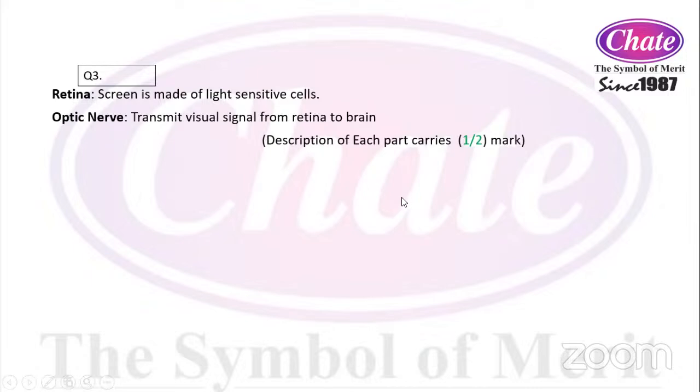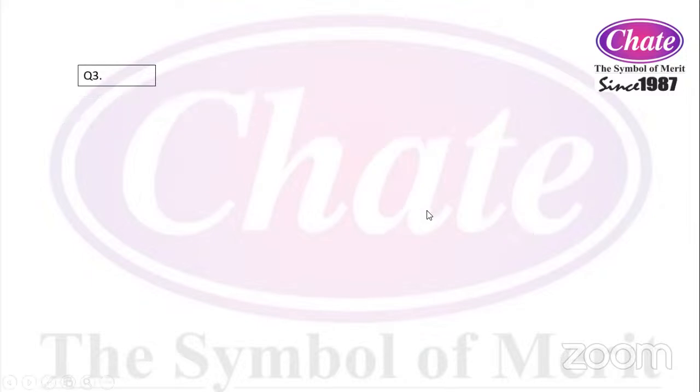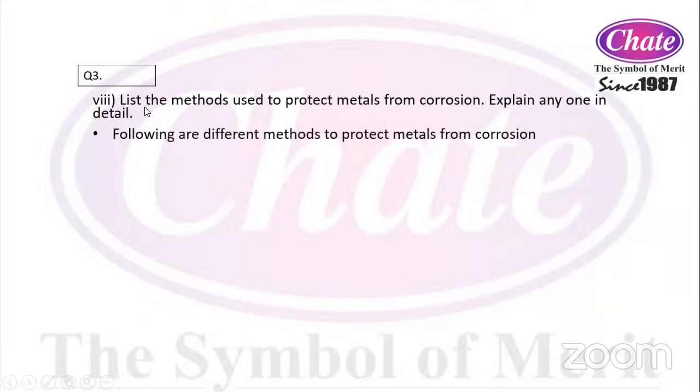Half mark each part को मिलेगा, and you can get all 3 marks on this. Then the next question, list the methods used to protect the metals from corrosion. ये भी अब favorite question है. बोर्ड एक मेथड जरूर पूछता है when it comes to the corrosion of the metal. तो ये 5 मेथड जो बुक में दी है वो हमें करना ही करना है.